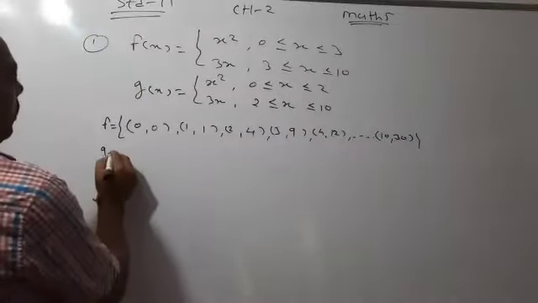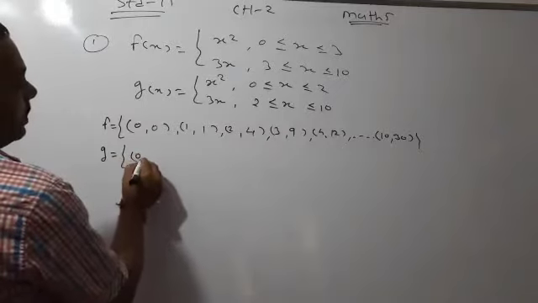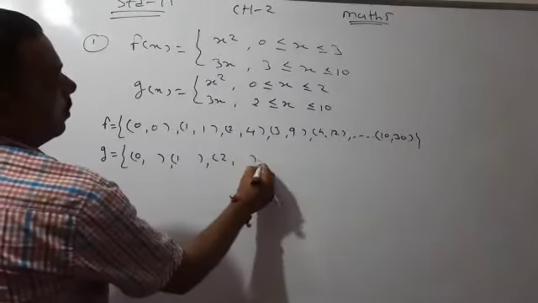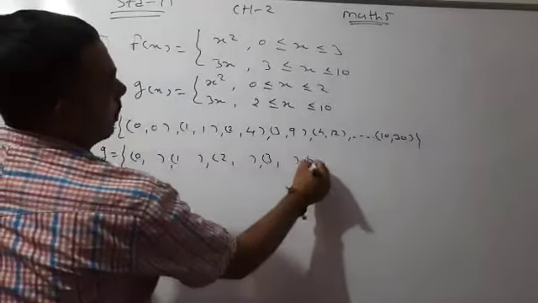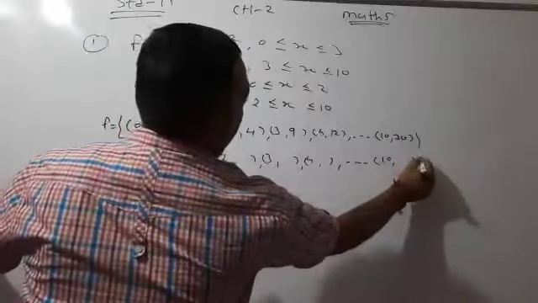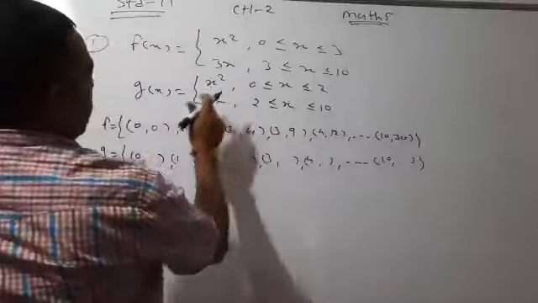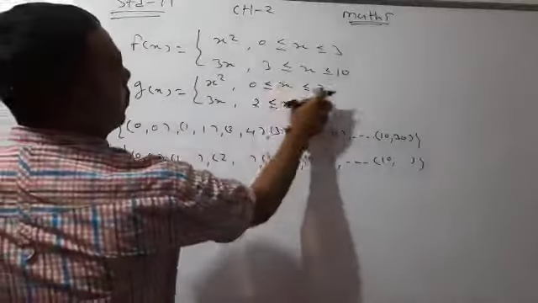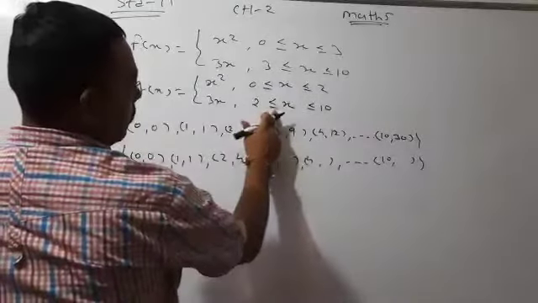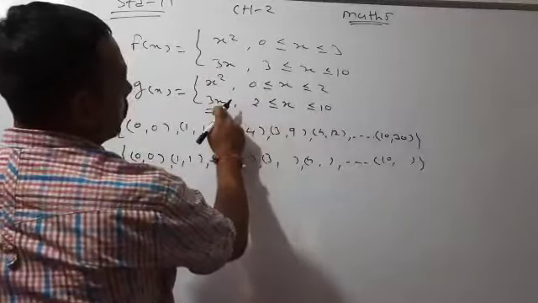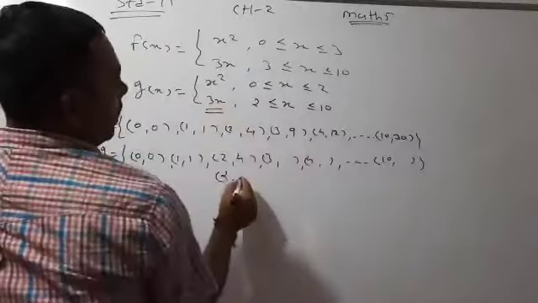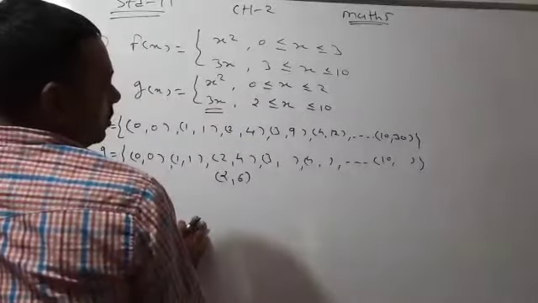Now if I write g, in the same way 0, 1, 2, 3, 4 and so on for 10. If I put 0, we get 0. Till 2, 1 is 1, 2 square is 4, but here also for the function 3x we have to put 2. If I put 2 in place of x, we get 2 times 3 is 6. So another pair is (2, 6).